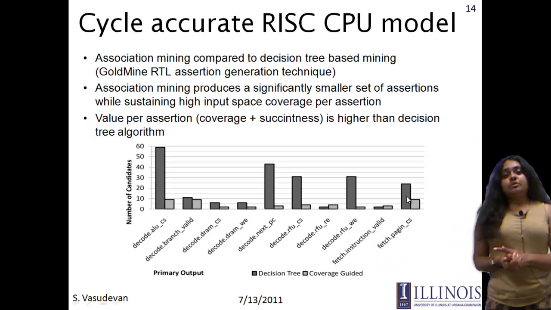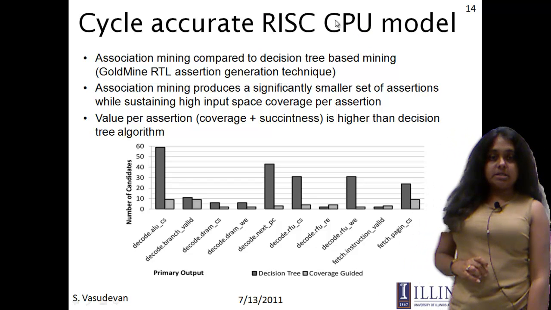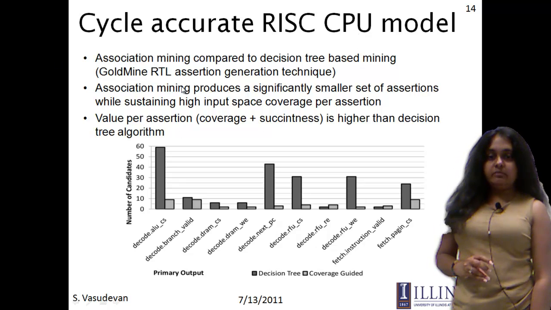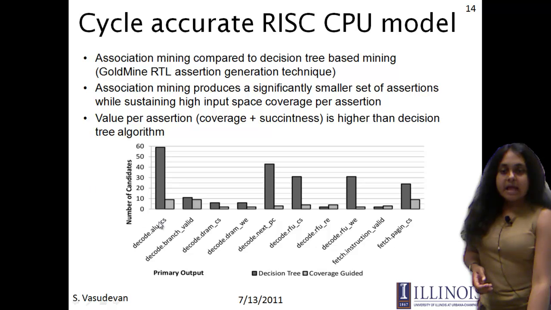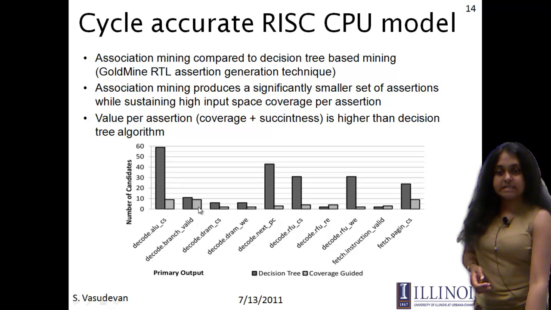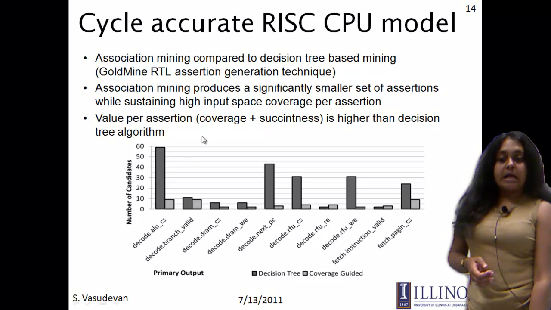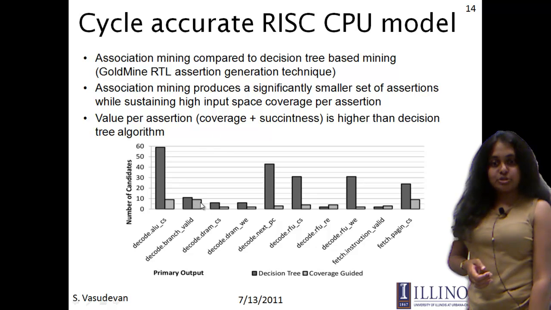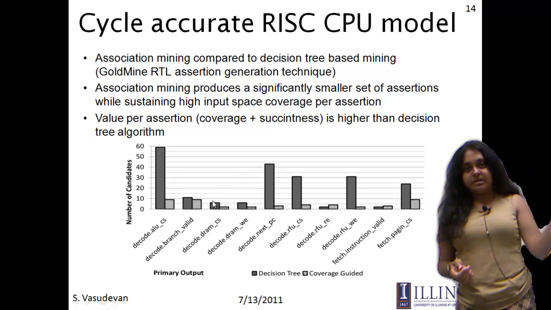Okay, so here we come to experimental data. This shows a cycle accurate OR1200 RISC CPU model where we applied the coverage guided association mining, and we compared it to the original Goldmine decision tree based supervised learning algorithm. We found that in every case the lighter bar, which is the coverage guided association mining, ends up producing fewer assertions than the decision tree, and it manages to have high coverage while producing fewer assertions. So this shows that the value per assertion of the coverage guided mining is much better than the decision tree based algorithm.